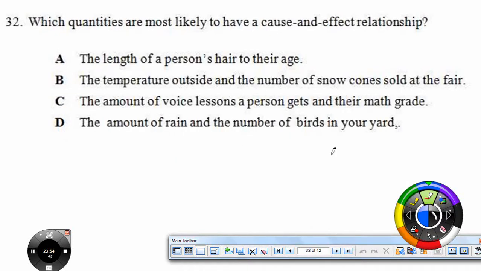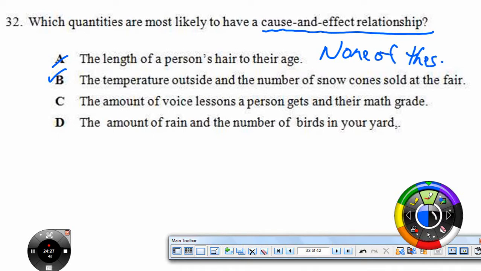I don't really think this one has a good answer. Cause and effect, it means that if this happens, then so does this. The closest one is maybe this B, but to be honest, even that, the temperature does not directly affect the number of snow cones sold at the fair. So I'm going to say none of these are good. Okay? So what would I bubble? If I had to bubble something on this, I'm going to say nothing.